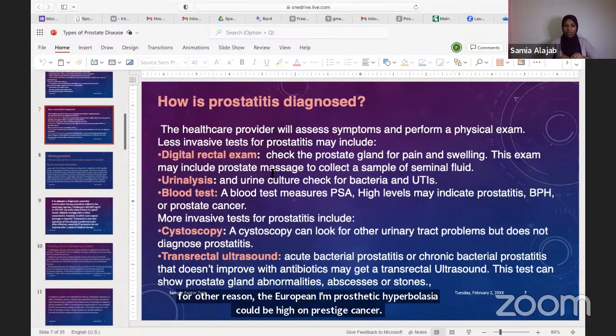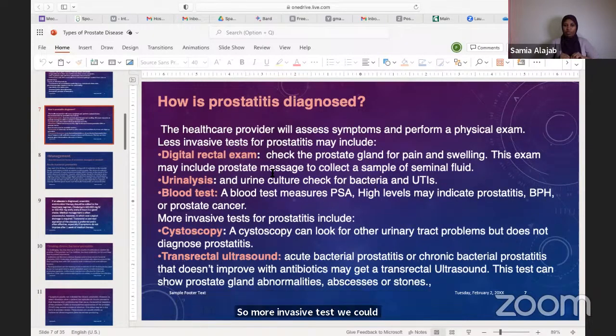For more invasive tests, we could use cystoscopy. It is not diagnostic, so we could look for other urinary tract problems. It does not diagnose prostatitis, but we could rule out, for example, a stone in the bladder, or cancer. So it is just to rule out other conditions.